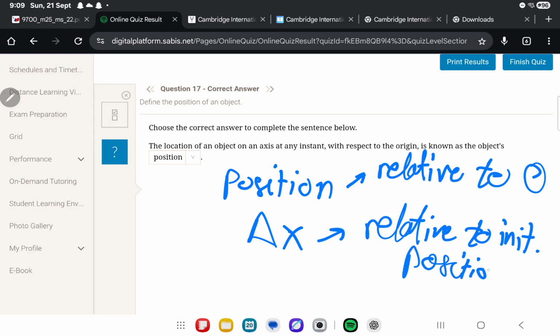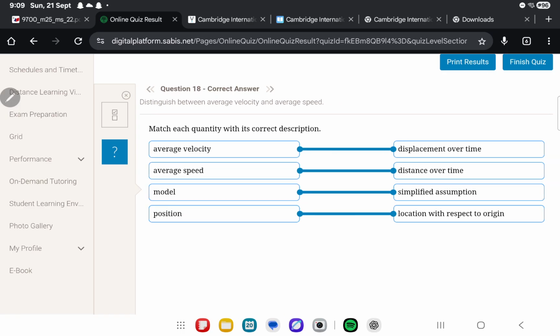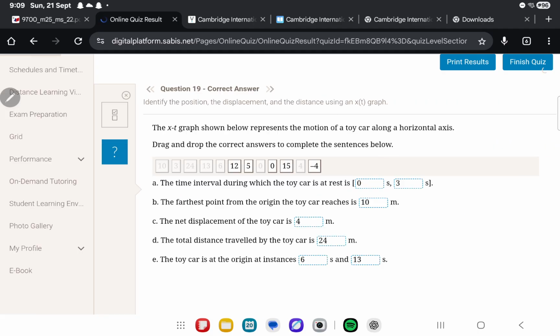Okay, so displacement is basically final position minus the initial position. And these are the two differences between position and displacement. Now, average velocity. Average velocity is delta x over delta t, which is displacement over time. Average speed is distance over time. A model is a simplified assumption, and the position is location with respect to origin. Okay, this is very easy.